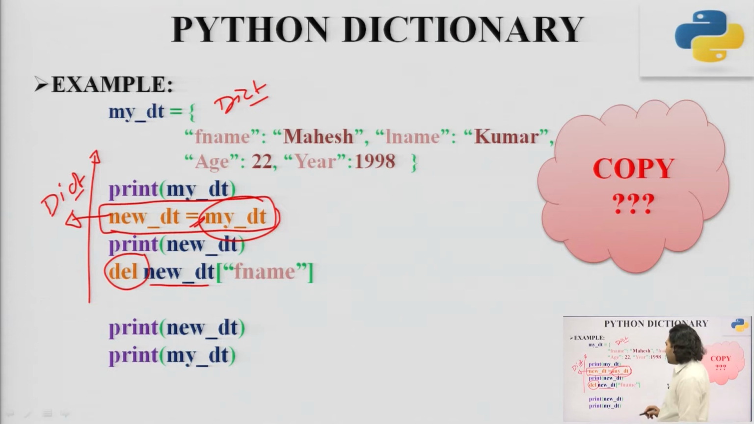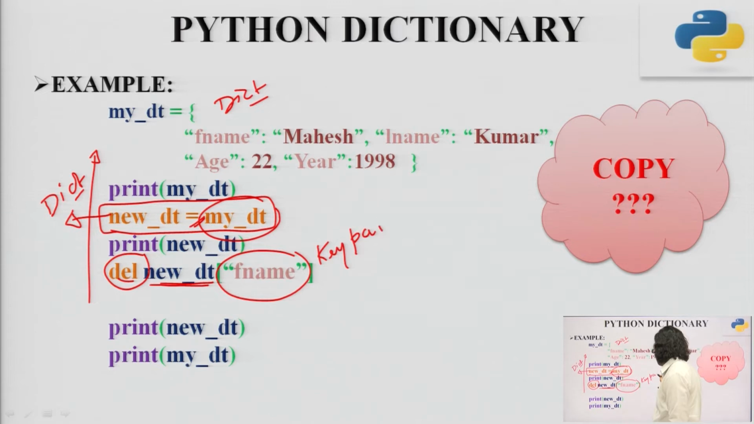Let us find out after a minute, but before that you can see that the del keyword is used on newDT. So we are deleting the fname key pair in newDT. That means when we print newDT and myDT, you can see that the fname element from newDT must be deleted and it should not be reflected in myDT, because we are performing the copy operation.